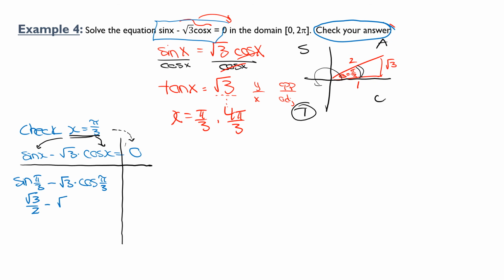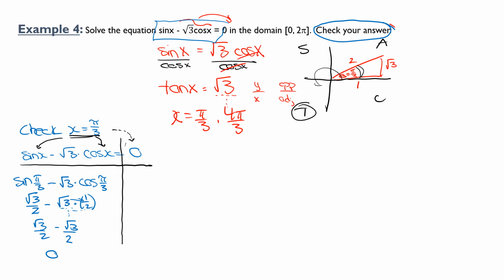Minus, now here's that root 3. What's cos of pi over 3? Cos of pi over 3 is adjacent over hypotenuse, so it's 1 over 2. I get root 3 over 2 minus, multiply straight across the top. Root 3 times 1 is root 3. 1 times 2 is 2, and of course we get 0. So since the left side equals the right side, that means our answer pi over 3 is correct.